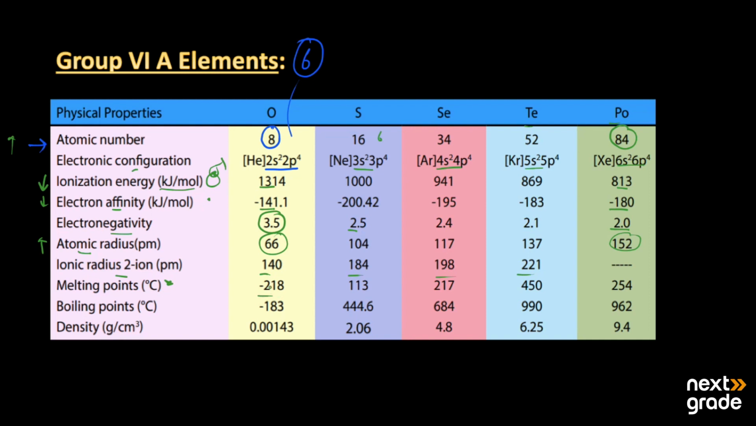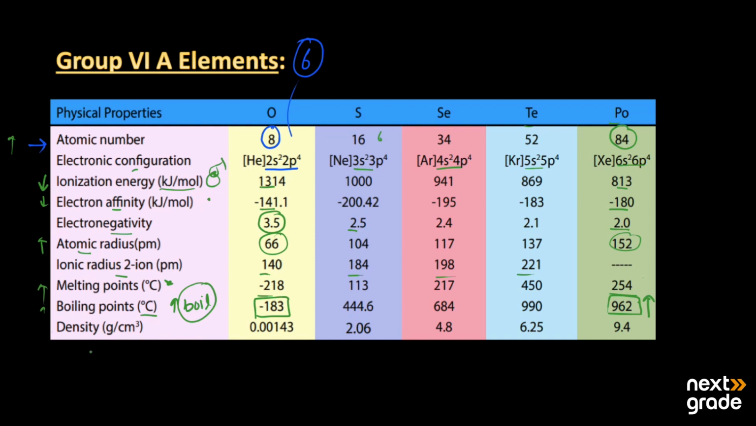The first one has a melting point of minus 218 degrees Celsius. As we move down, the melting point increases because the atomic radius increases and the ionic radius also increases along with that. We talk about the boiling point that is given in degrees Celsius. It is minus 18. Basically, the boiling point is the temperature at which the substance starts to boil and changes into the vapor phase. The last one is 962. It means the boiling point also increases as we move from top to bottom.